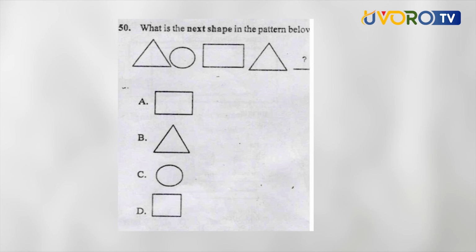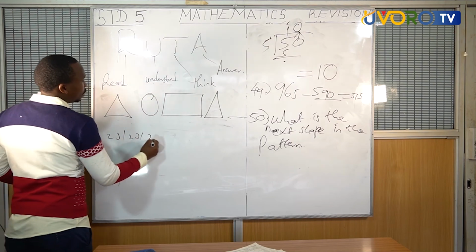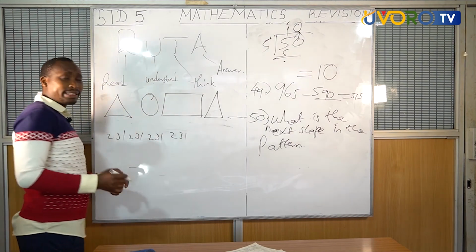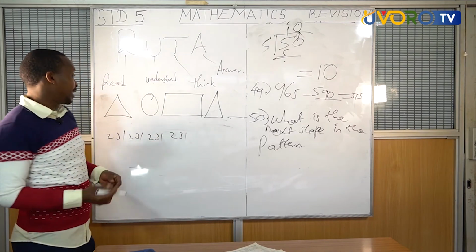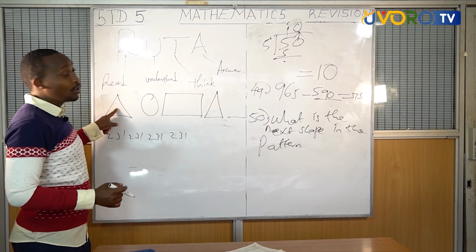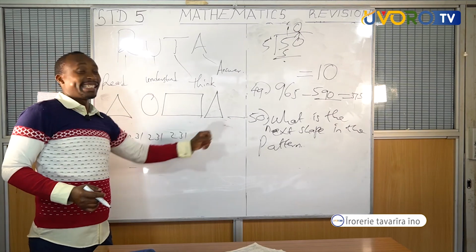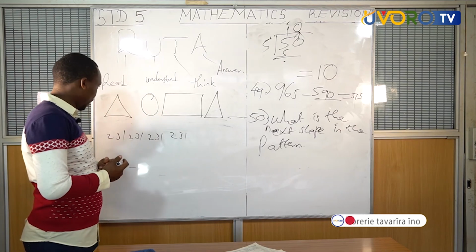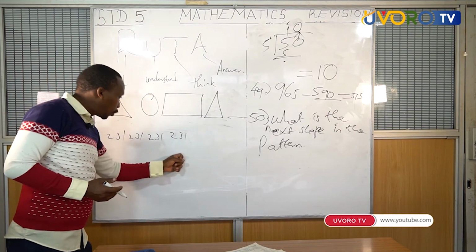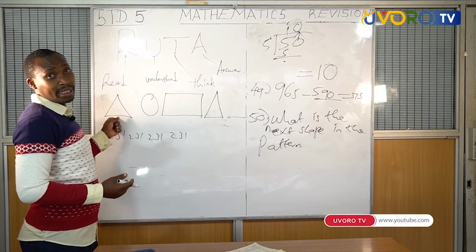Now, just to see, a pattern repeats itself. If you have 1, 2, 3, 1, 2, 3, 1, 2, 3, it is like a song. Now, here it is triangle, circle, rectangle. Triangle what? A pattern repeats itself. Baba, mama, mtoto. Baba, mama, mtoto. Are we together? In our case here, we have a triangle.